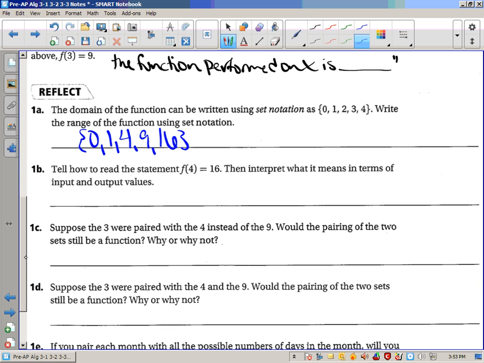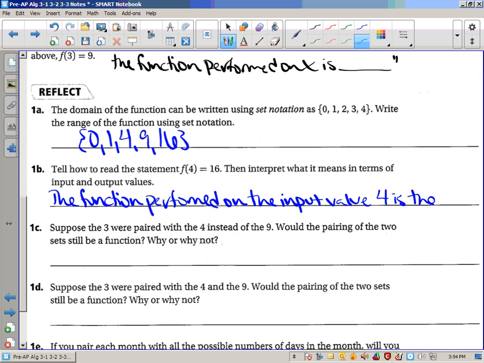If I look at f parentheses 4 equals 16, and interpret what it means in terms of input and output values, it means the function performed on the input value four is the output value 16. Quite a long sentence that can be represented in a very short equation. That is the beauty of function notation.